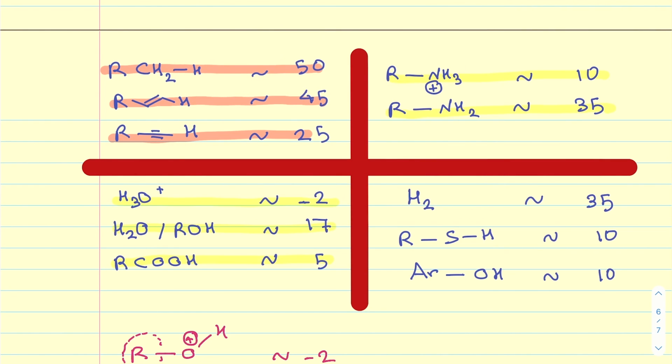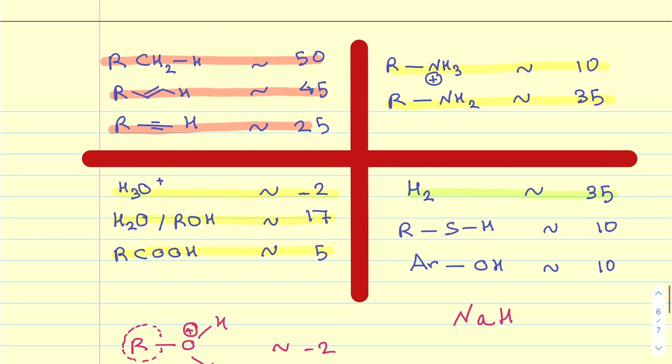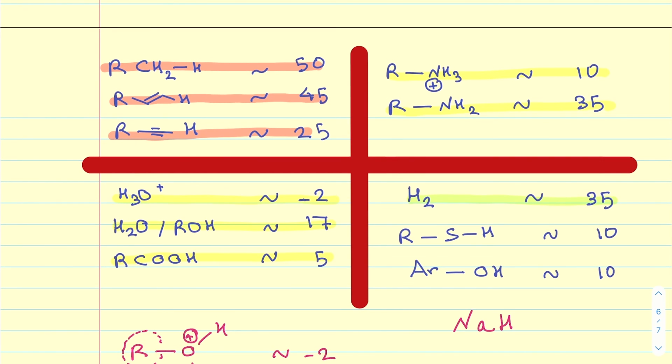And then some random ones. H2 is going to have a pKa of around 35. That's helpful to know because sodium hydride, NaH, or potassium hydride, those are pretty common bases. So knowing that value is going to help.